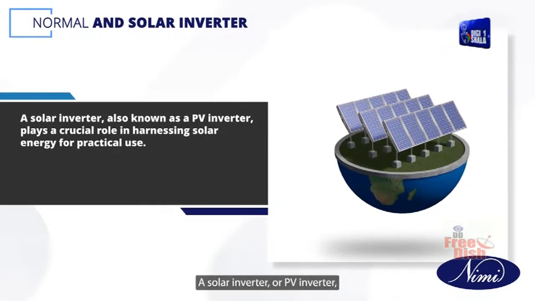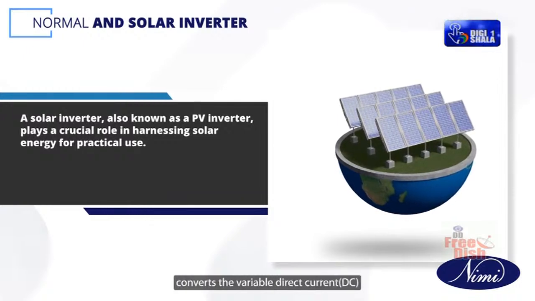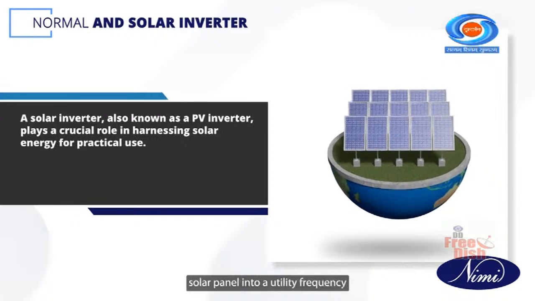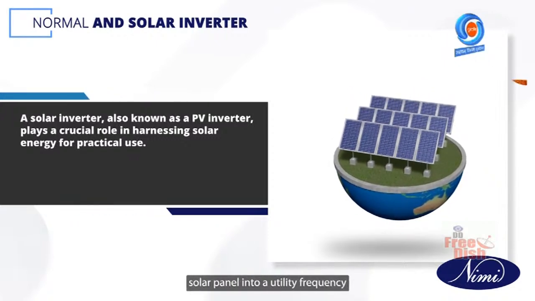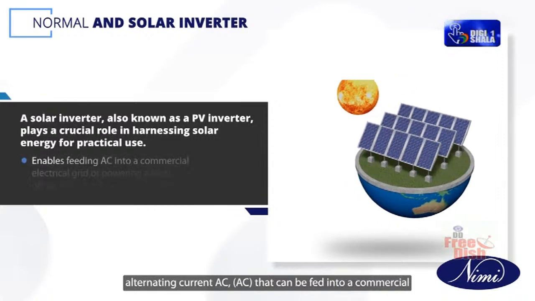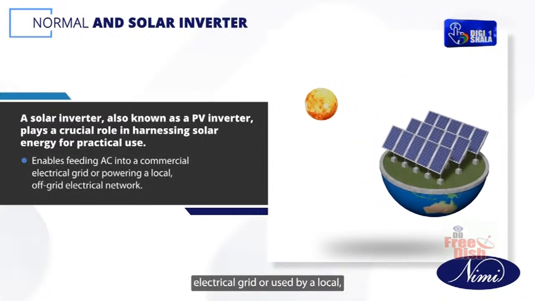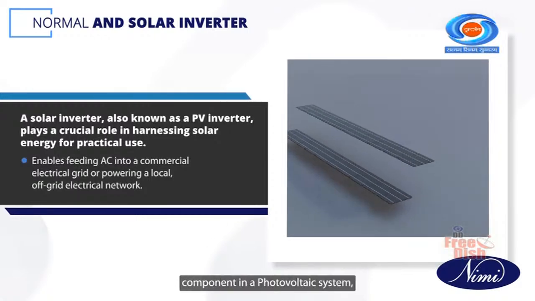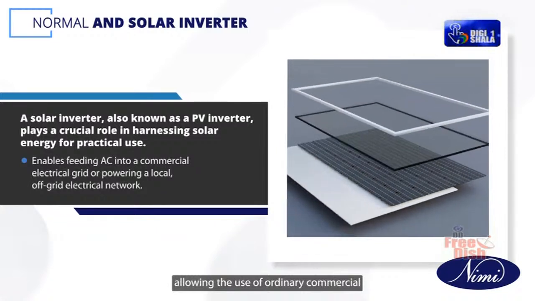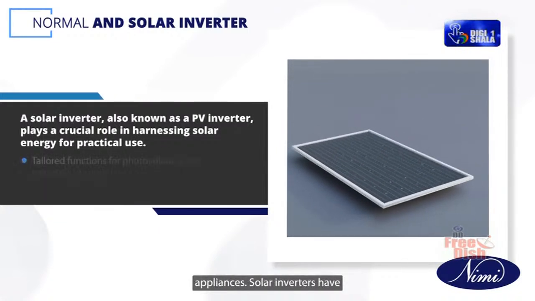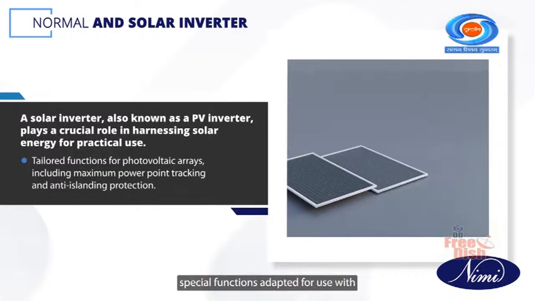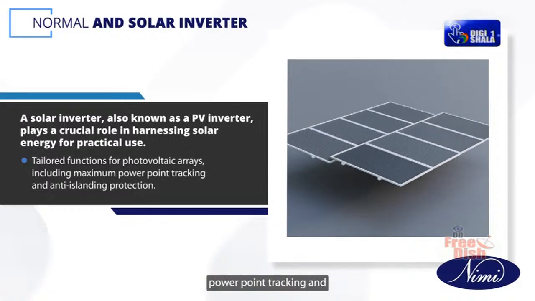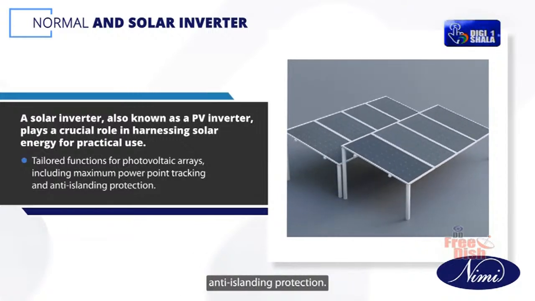A solar inverter or PV inverter converts the variable direct current DC output of a photovoltaic PV solar panel into a utility frequency alternating current AC, a commercial electrical grid or used by a local off-grid electrical network. It is a critical component in a photovoltaic system, allowing the use of ordinary commercial appliances. Solar inverters have special functions adapted for use with photovoltaic arrays, including maximum power point tracking and anti-islanding protection.